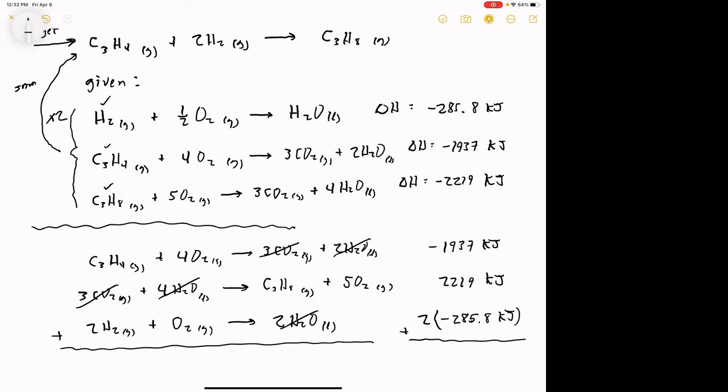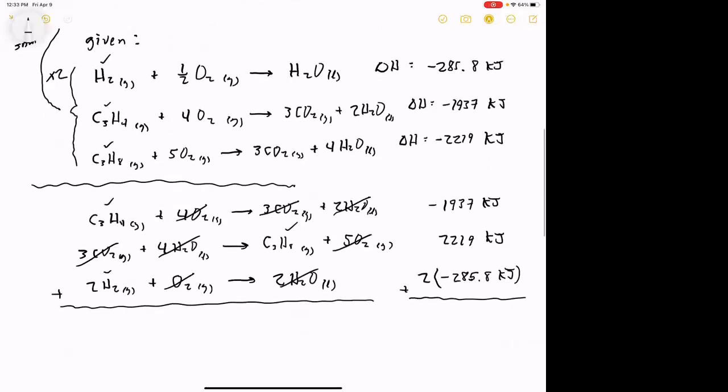Now, is there anything else I can get rid of? Well, let's look at some oxygens. Looks like I've got 5 O2s on the right and then 4 on the left plus 1 more, which is 5. So it looks like the O2s are going to cancel each other out. And what am I left with? I'm left with C3H4, 2H2, and C3H8. Is that what I get for the target reaction? Yeah, that's the target reaction back again.